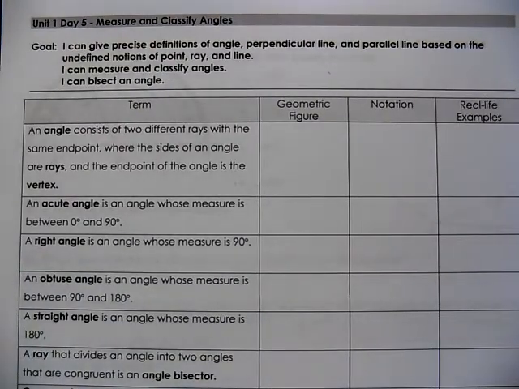Hello everyone. Today we're looking at measuring and classifying angles. We had been looking at points, lines, and planes and all of the notation we would use in reading diagrams. Now we're taking those objects we called rays and bringing them together to create a new object, the angle.